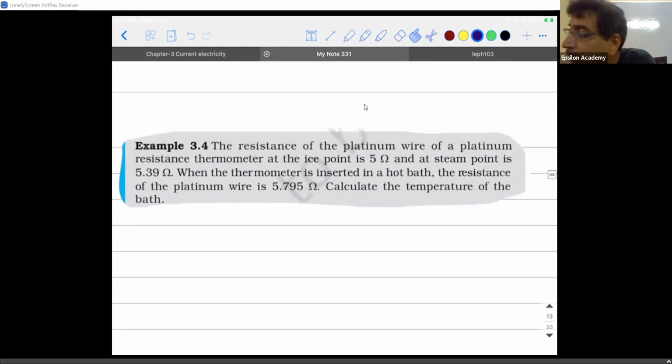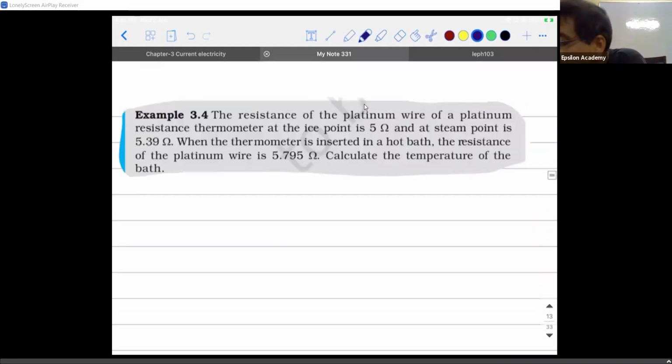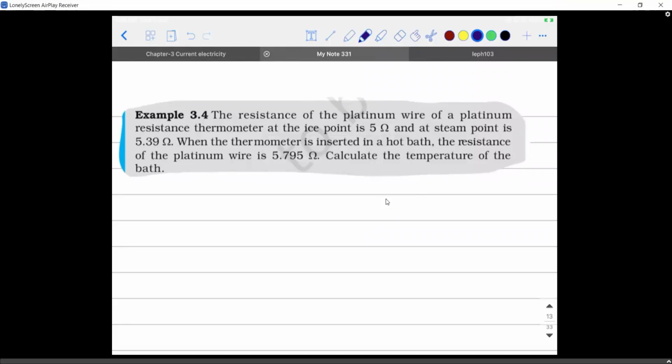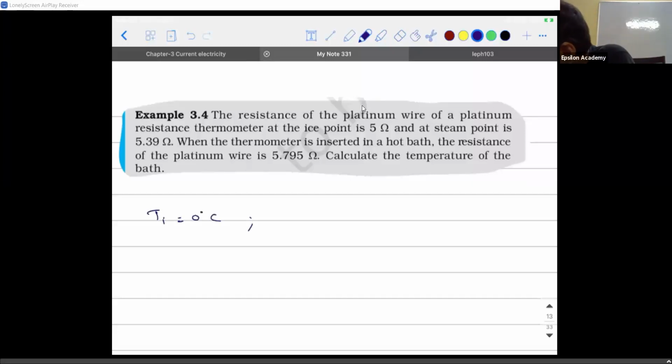The resistance of a platinum wire of a platinum resistance thermometer at ice point is 5 ohms. So what is the initial temperature? T initial is equal to 0 degrees Celsius. What is the initial resistance? It is 5 ohm. Now at steam point, that is the final temperature, 100 degrees Celsius, R final is 5.39 ohm. Okay, accepted.